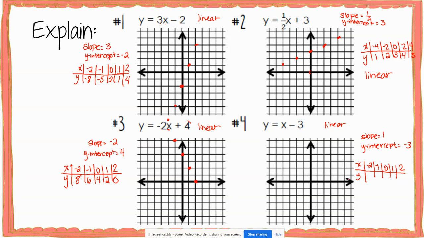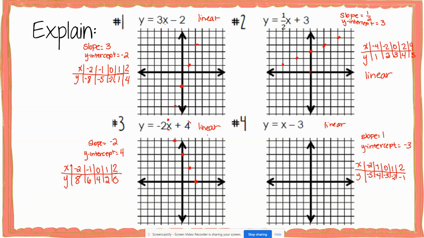minus 3. Well, negative 2 minus 3 is negative 5. When x is negative 1, negative 1 minus 3 is negative 4. When x is 0, 0 minus 3 is negative 3. When x is 1, 1 minus 3 is negative 2. And when x is 2, 2 minus 3 is negative 1.